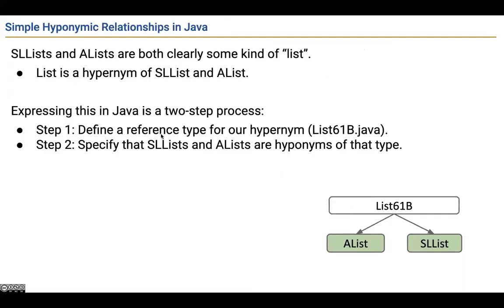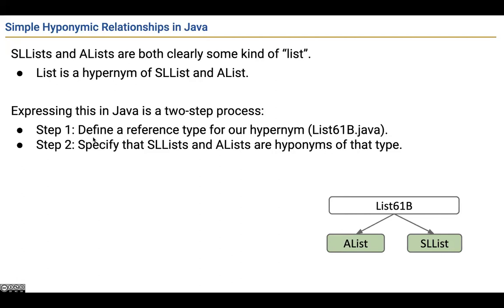Just like we saw from the dog example, it seems clear that SLists and AList are both clearly some kind of list. So if we're using our fancy grammar vocabulary, then we could say list is a hypernym. It's the more general version of SList and AList. Another way of putting it is an SList is a specific type of list, and AList is also a specific type of list. And we know this because they have the same interfaces for the user to interact with. So how do you tell Java this? How do I tell Java that these are both lists?